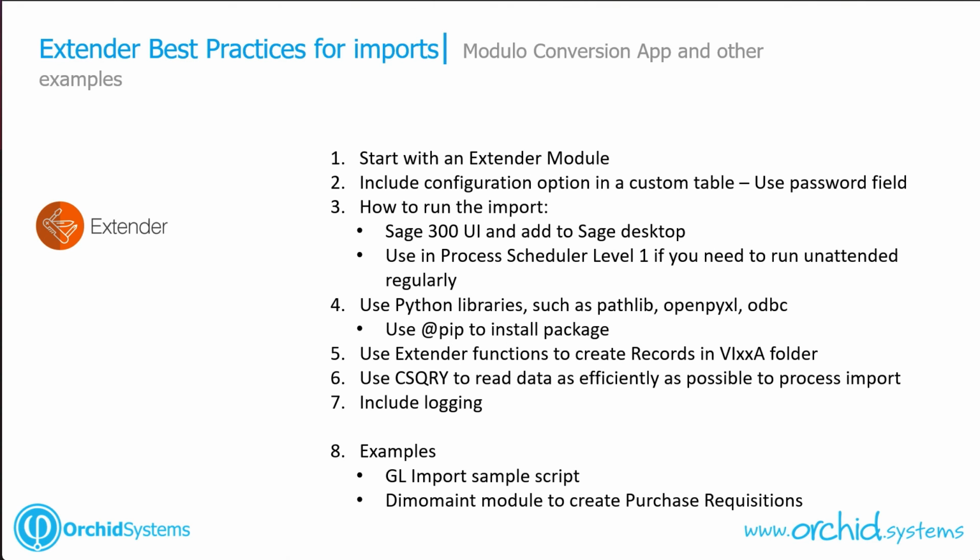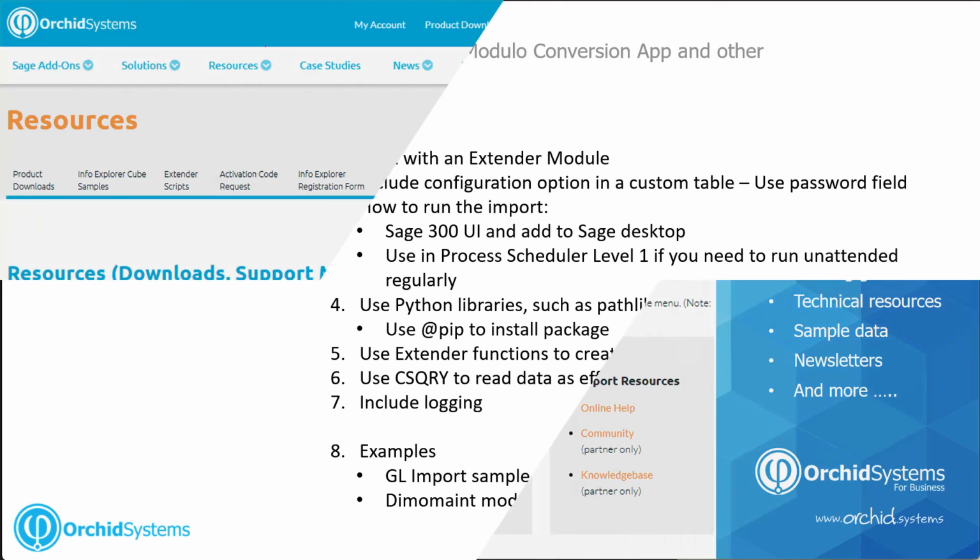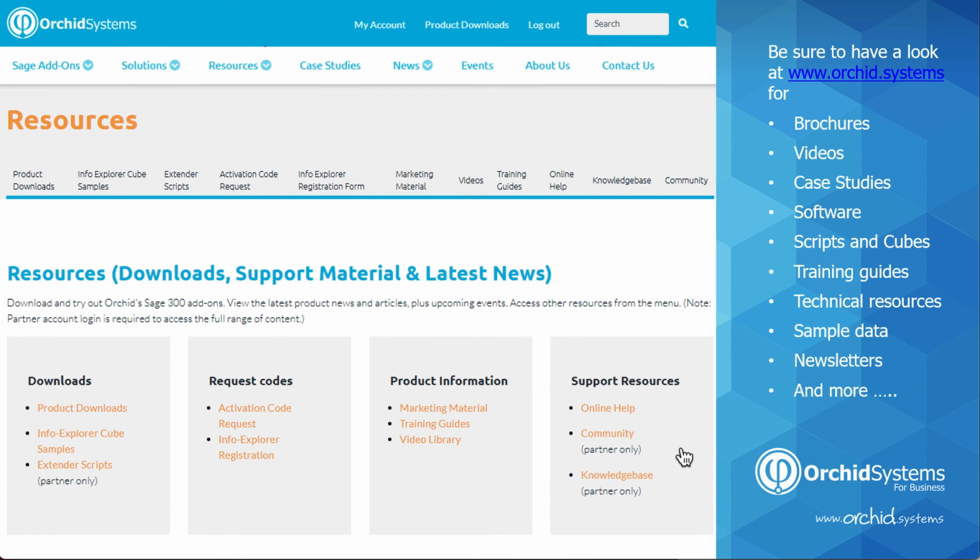So we've looked at some best practice examples for imports. Most of what we've discussed here today in the context of import is built on resources that are available on the ORCID website. When you're logged in to the website as a business partner, you have access to all these resources, in particular the Extender sample scripts, product downloads that you're familiar with, our video libraries, our training guides, and the online help.